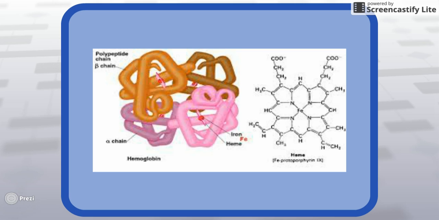Hemoglobin is an oligomeric protein consisting of 4 polypeptide chains. Most enzymes, including DNA and RNA polymerase, display quaternary structure. Here you can see the alpha chain, the beta chain, the heme, and the iron. And this is also what heme looks like.